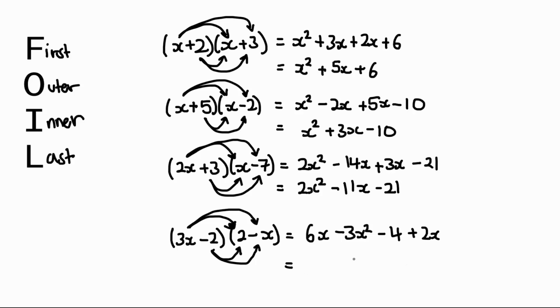And since this is a quadratic equation, we put our x squared term first. So it's minus 3x squared. 6x plus 2x combines to make 8x. And then we have minus 4.